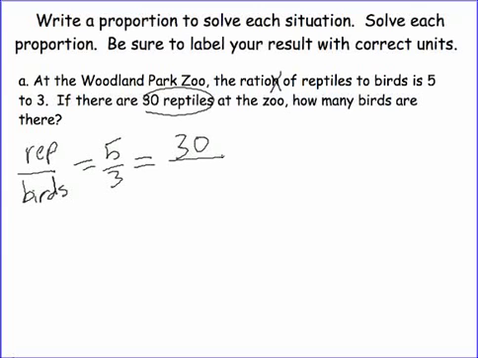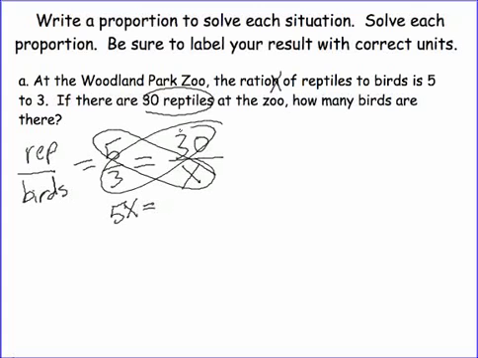So let's call the number of birds x for funsies. Now we need to solve this proportion. That means solving for x. And we can use the cross product property, which again I have a video for, so if you need some more details about how that works, then you can go there now. And we can cross multiply, so we get 5x equals 3 times 30, which equals 90. Divide by 5, divide by 5.